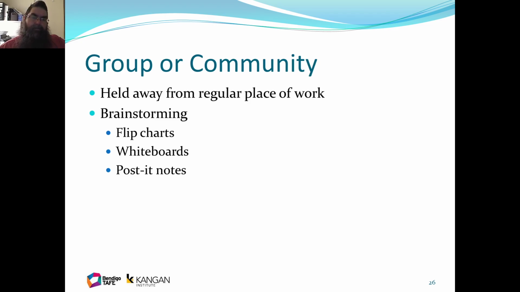So this is a very old technique that I've seen and been part of for many occasions over the years. Using flip charts, whiteboards, post-it notes, anything to get information down and then put up in a visual way helps this process flow and explore.